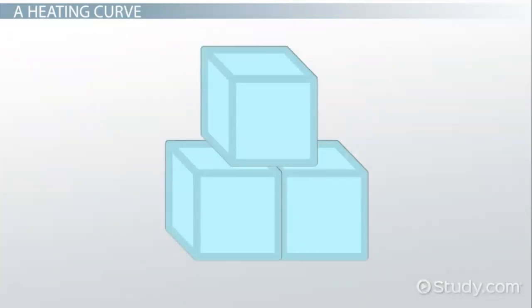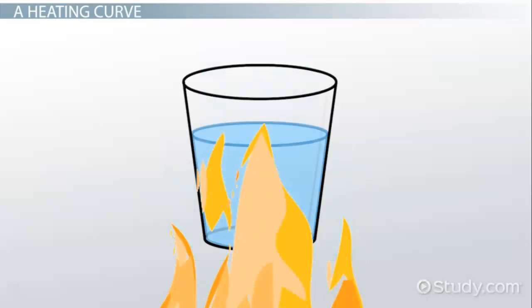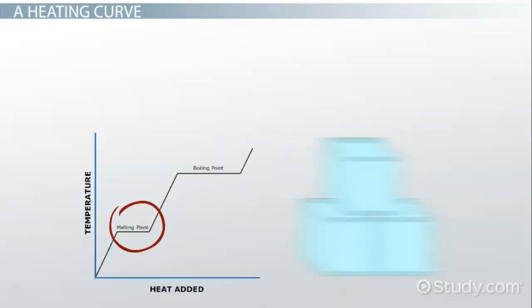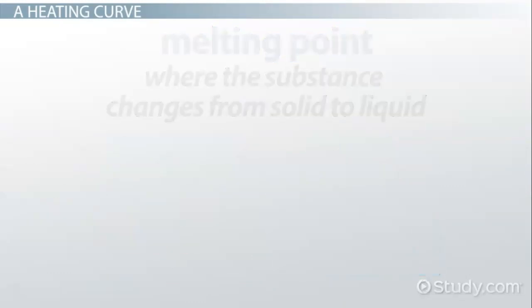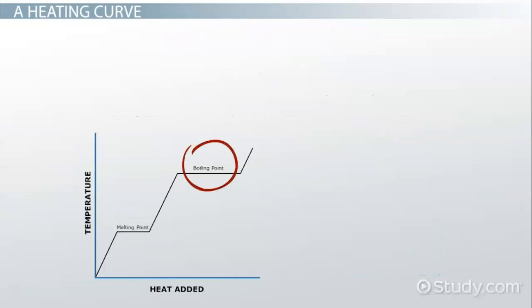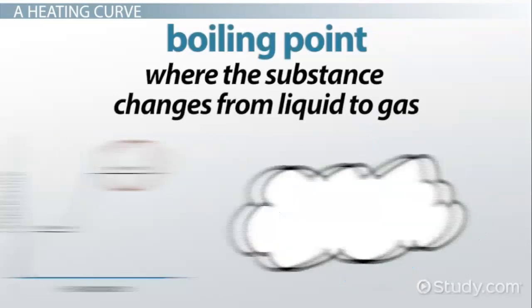This happens because all the heat at this point is going into changing the phase of the substance instead of making it hotter. So the first horizontal segment represents the melting point where the substance changes from solid to liquid, and the second horizontal segment represents the boiling point where the substance changes from liquid to gas.